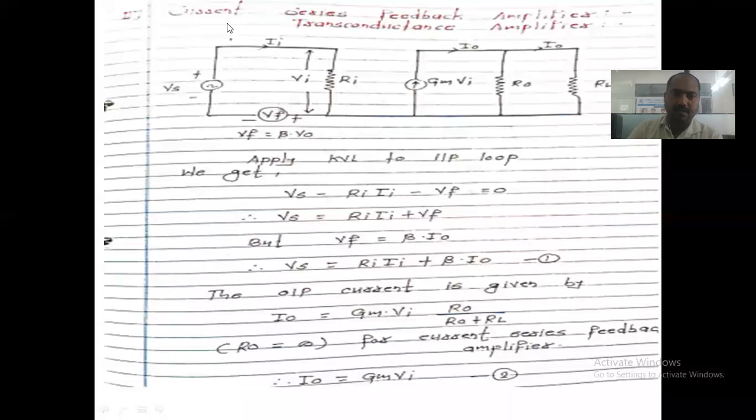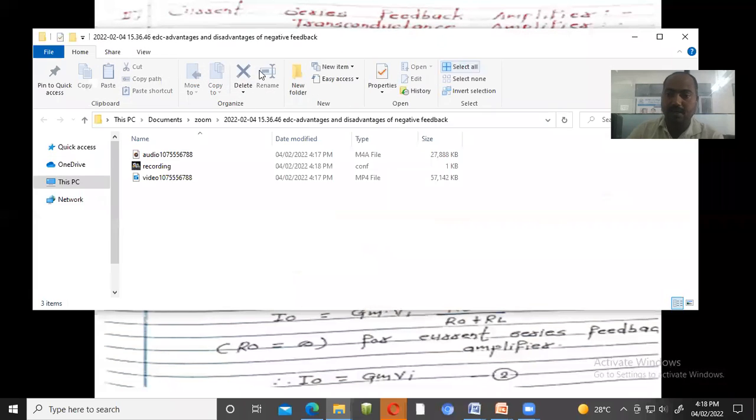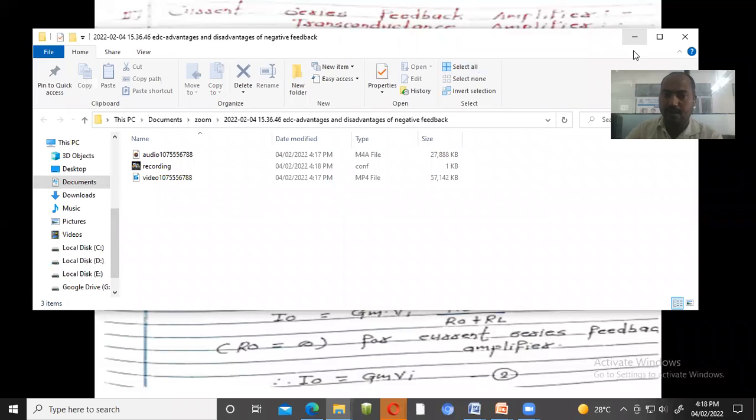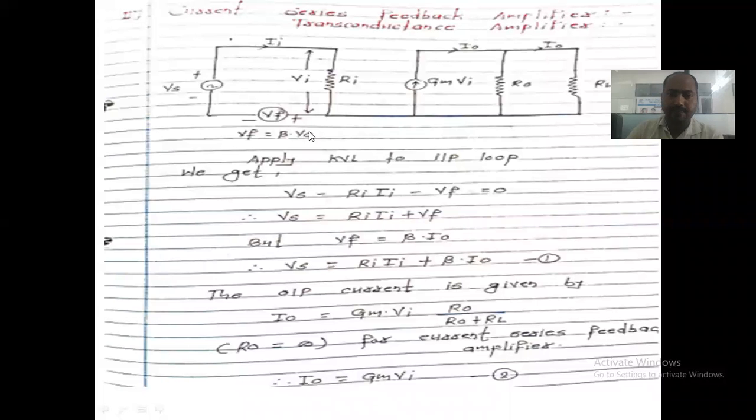See, we have seen the current series type of feedback amplifier. This is the diagram of the current series feedback type of amplifier. We have applied Vs as an input signal to the current series feedback amplifier. Whatever input current flows through the amplifier is Ii. At that time, the voltage across the amplifier is Vi. Okay, see.